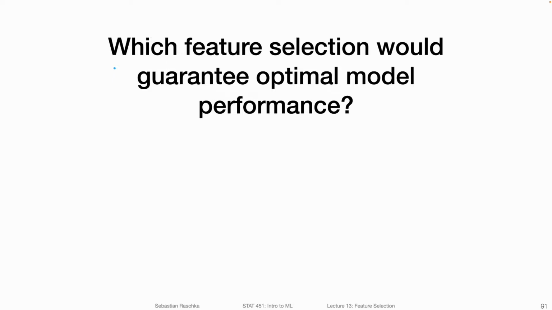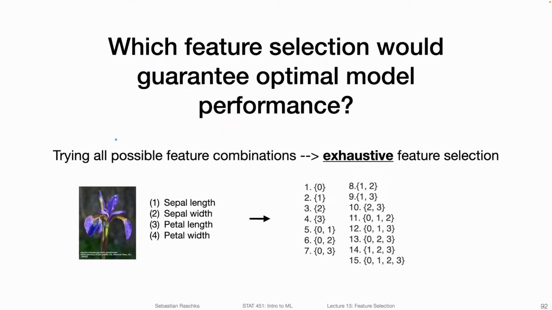Which feature selection technique would guarantee optimal performance? So here, what I mean is, how do you find an optimal feature set? So maybe pause this video and think about how would you design a method that guarantees you to find the optimal feature set for your classifier. So how can we find an optimal feature subset?